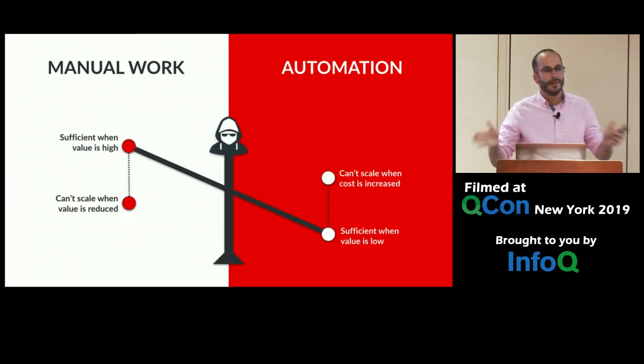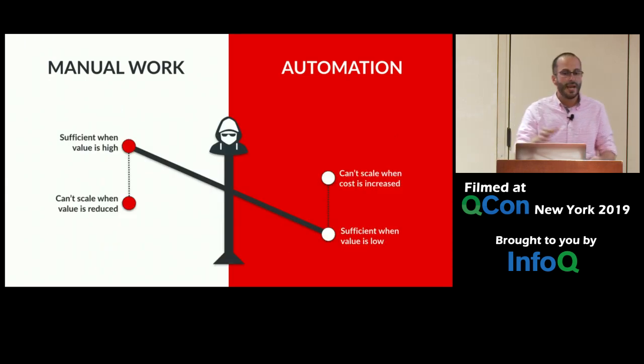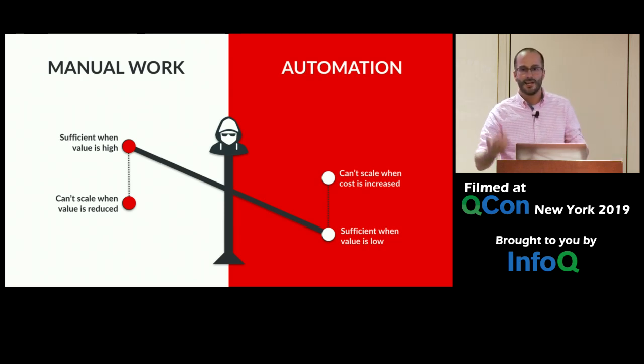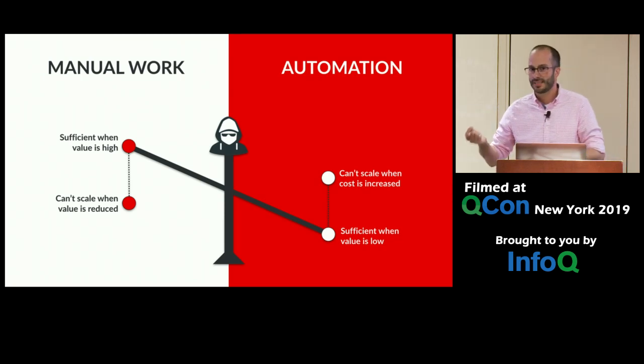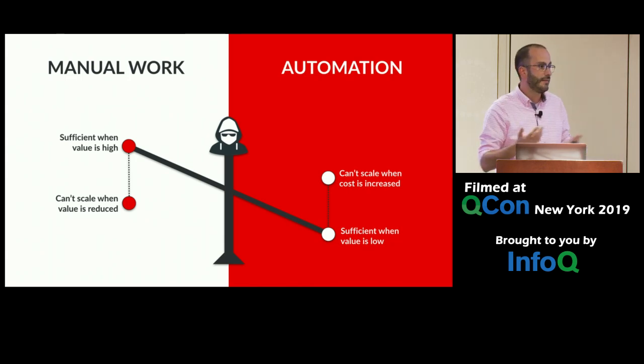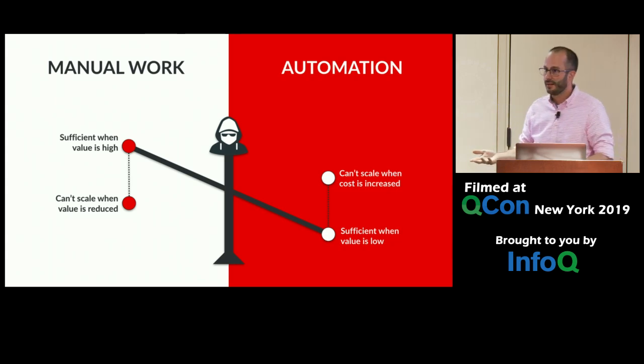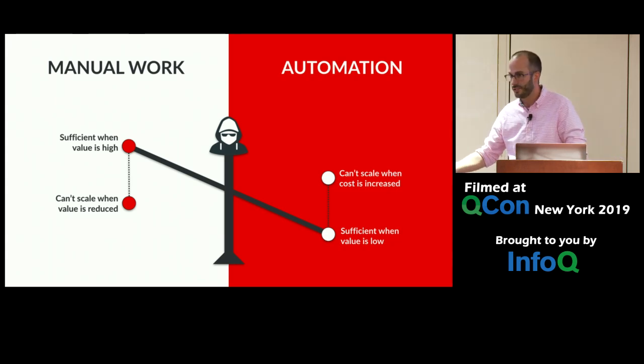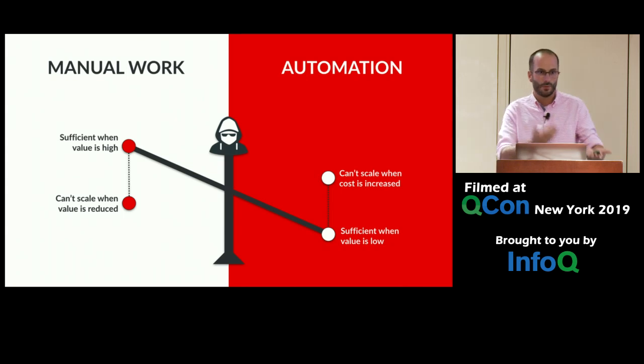Now these are important to differentiate because they cost very, very different amounts. Manual work is sufficient when the value is high or when there is no possible other option and you assume that the outcome is going to be valuable. Manual work cannot scale when the value is reduced. Automation, on the other hand, is the exact type of solution to something that isn't as valuable as it once was.